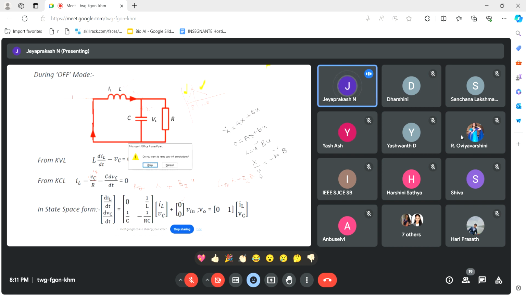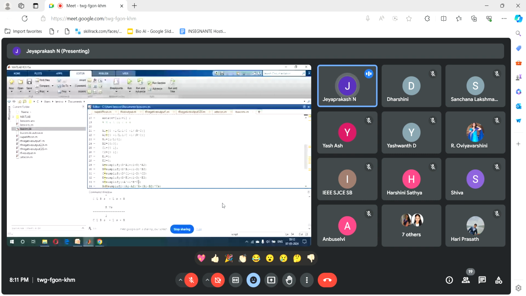So X is equal to minus A inverse into B into Vs. Now Vs is nothing but the input voltage, which I am changing. So we get the transfer function of output versus input. Another transfer function is output versus duty cycle. The duty cycle will be denoted by the B D.